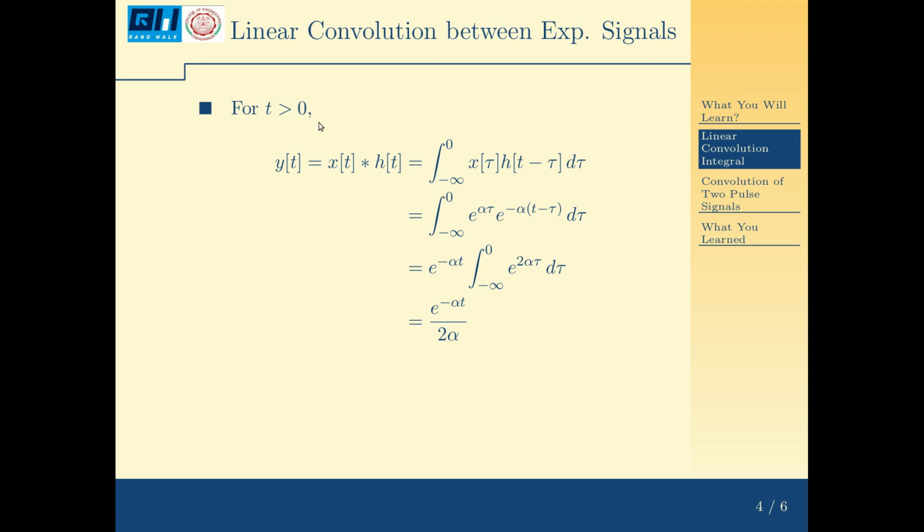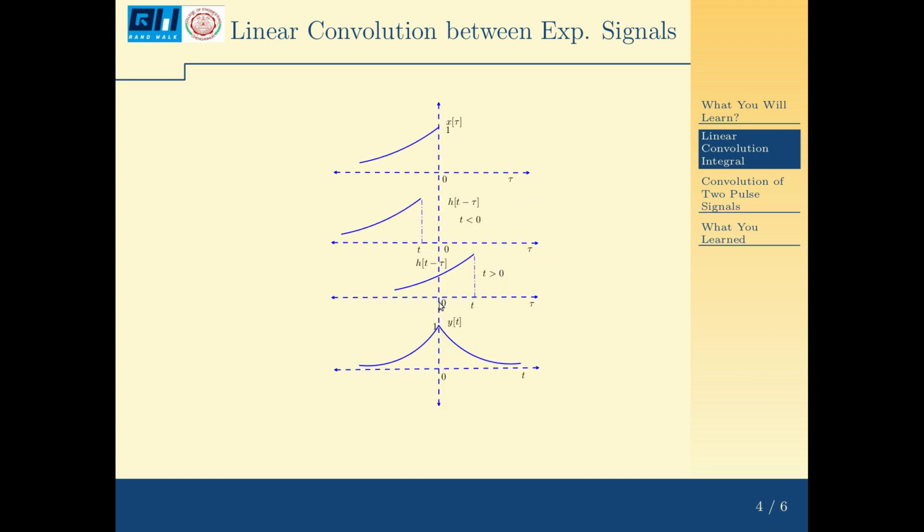And for t greater than 0, y(t) will be x(t) convolution h(t), that will be the integral from minus infinity to 0 of x(tau) h(t minus tau) d tau. So for t greater than 0, h(t minus tau) looks like this. Its value is from minus infinity to t. This is actually from minus infinity to 0, because x(tau) is from minus infinity to 0. So a non-zero product occurs from minus infinity to 0.